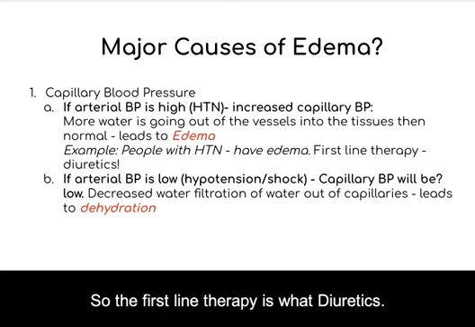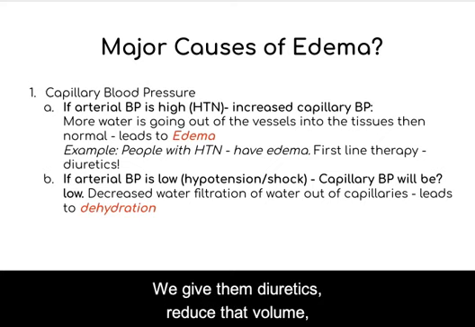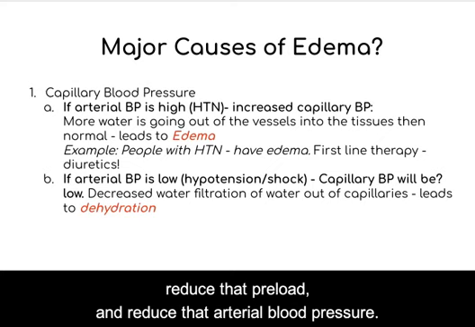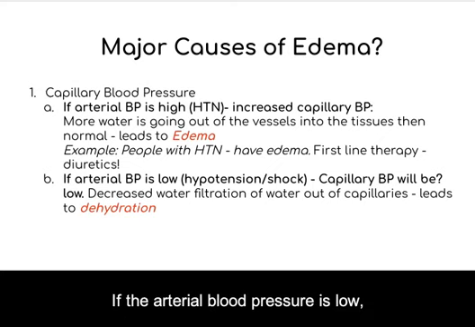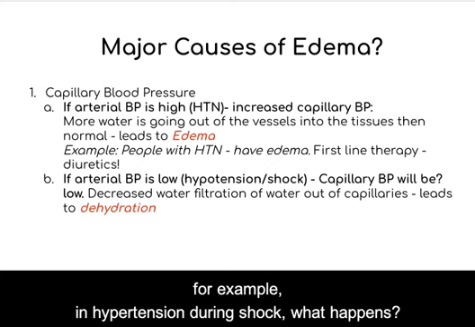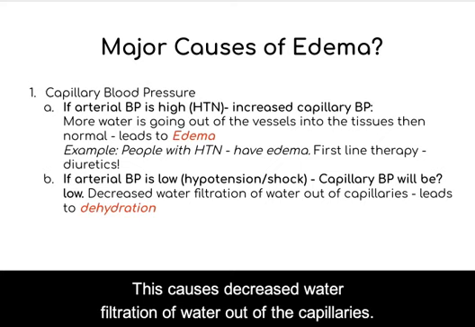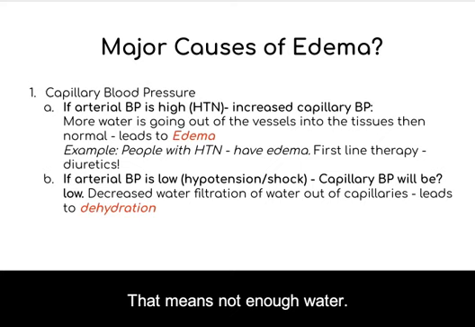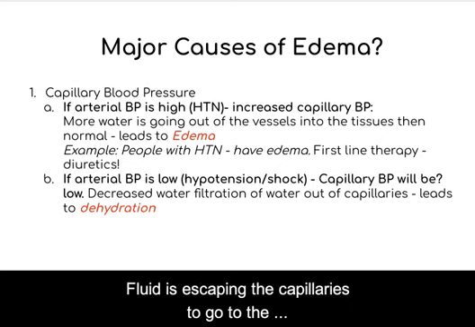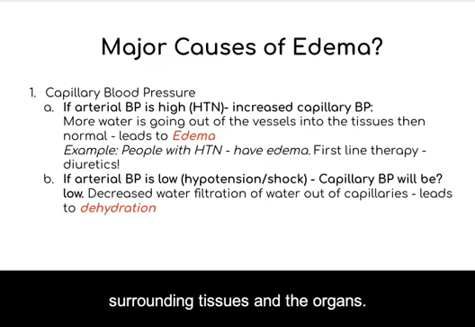So the first line therapy is what? Diuretics. We give them diuretics to reduce that volume, reduce that preload, and reduce that arterial blood pressure. If the arterial blood pressure is low, for example in hypotension during shock, what happens? The capillary blood pressure will also be low. This causes decreased filtration of water out of the capillaries. That means not enough fluid is escaping the capillaries to go to the surrounding tissues and organs, and then it leads to dehydration.